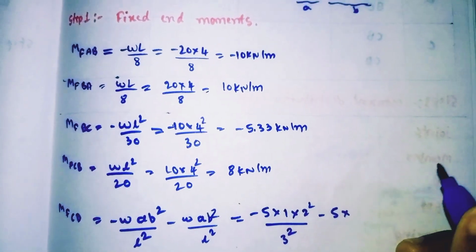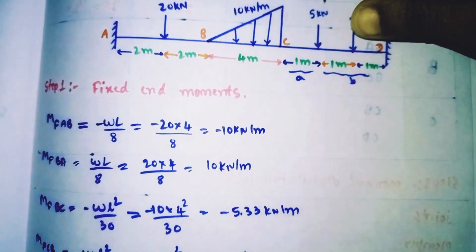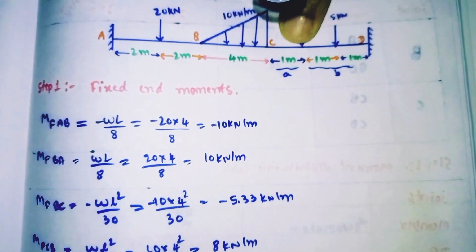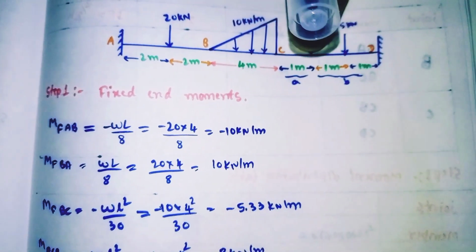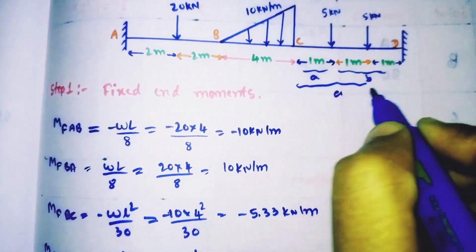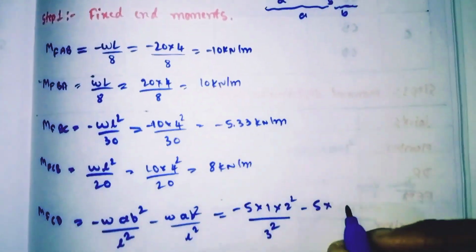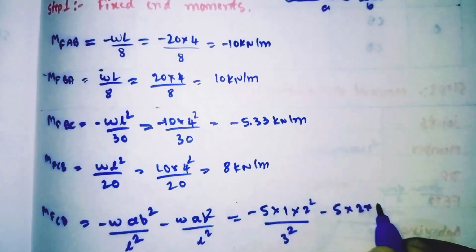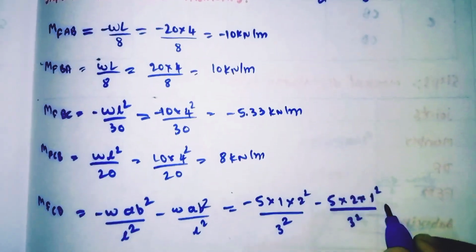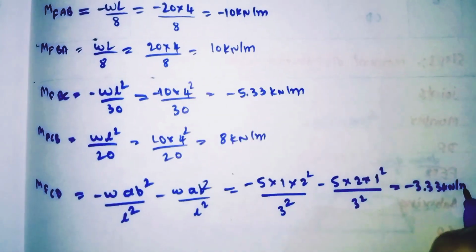Next we will consider the second point load. We need to add this one. Now at this time, this becomes A and this becomes B. So A is 2 and B is 1, 1 square divided by 3 square. Simplify this, it will come out as minus 3.33 kilonewton meter.